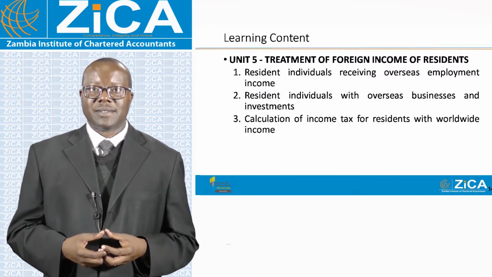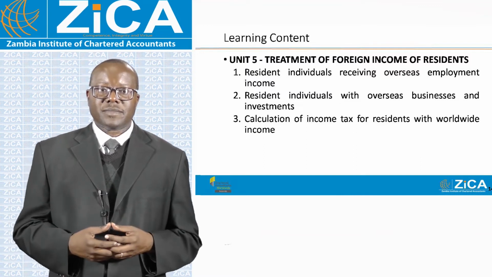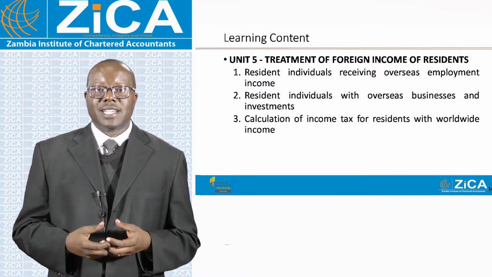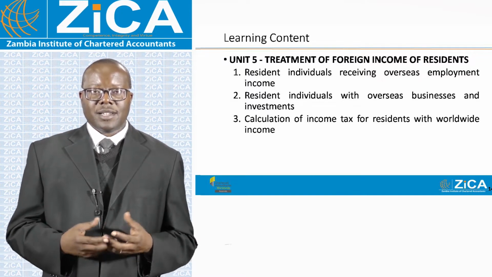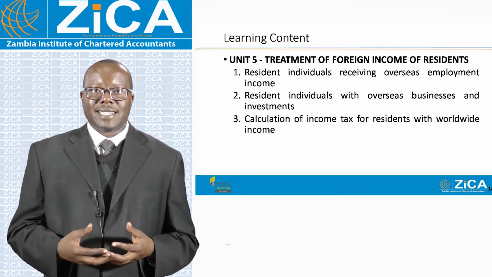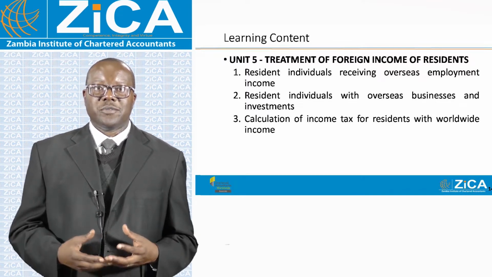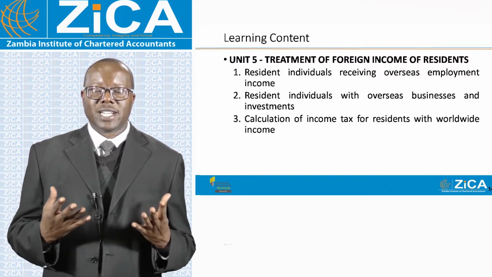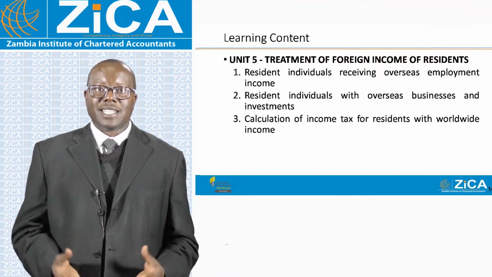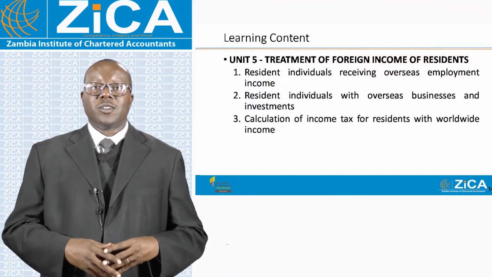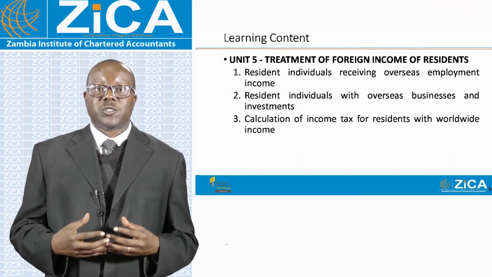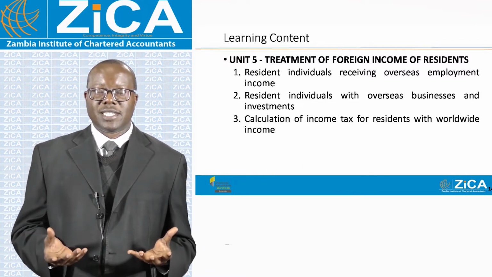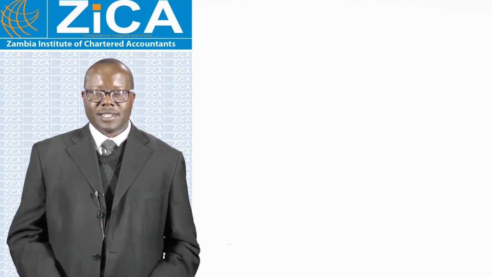Thirdly, the calculation of income tax for residents with worldwide income. How will tax be computed for individuals who are resident in Zambia and who receive income from all over the world, meaning from Zambian sources as well as from sources which are outside Zambia?